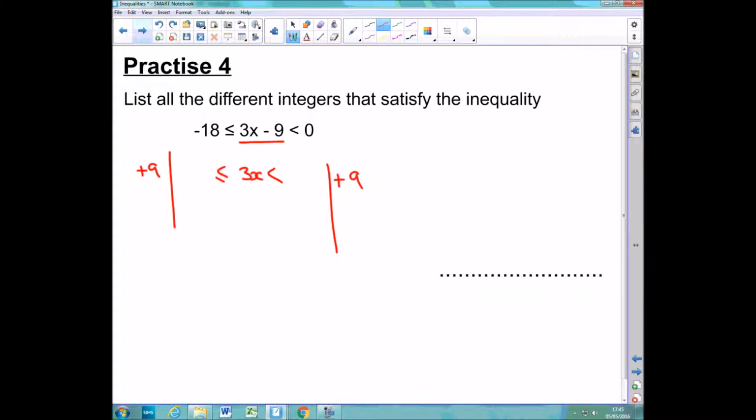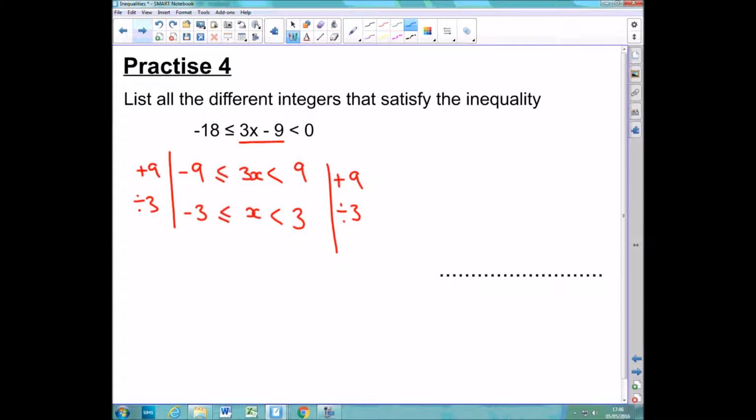So starting off, minus 18 plus 9. Well, that's going to be minus 9. And 0 plus 9 is 9. Next, I'm going to divide by 3 to both sides. So firstly, that's going to reduce that 3x to x. Again, it's sandwiched between these two inequality symbols. Now, minus 9 divided by 3 is minus 3. 9 divided by 3 is just 3. And so I've solved my inequality.